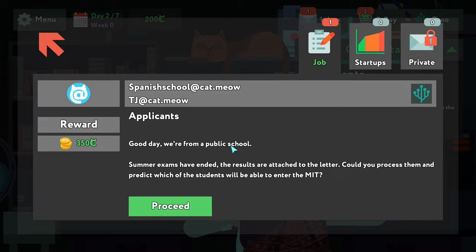Okay. Applicants, good day. We're from a public school. Summer exams have ended. The results are attached to the letter. Could you process them and predict which of the students will be able to enter the MIT? Not just MIT, this is the MIT.